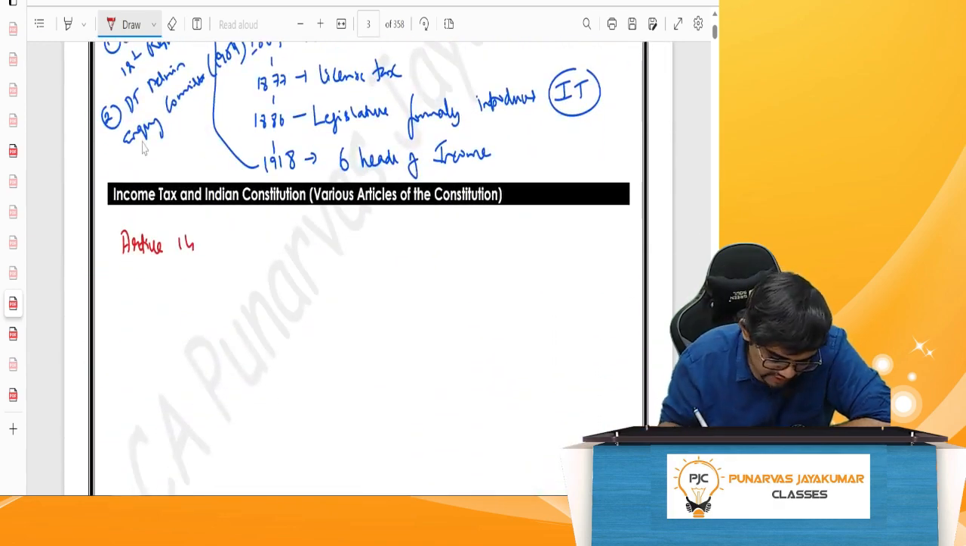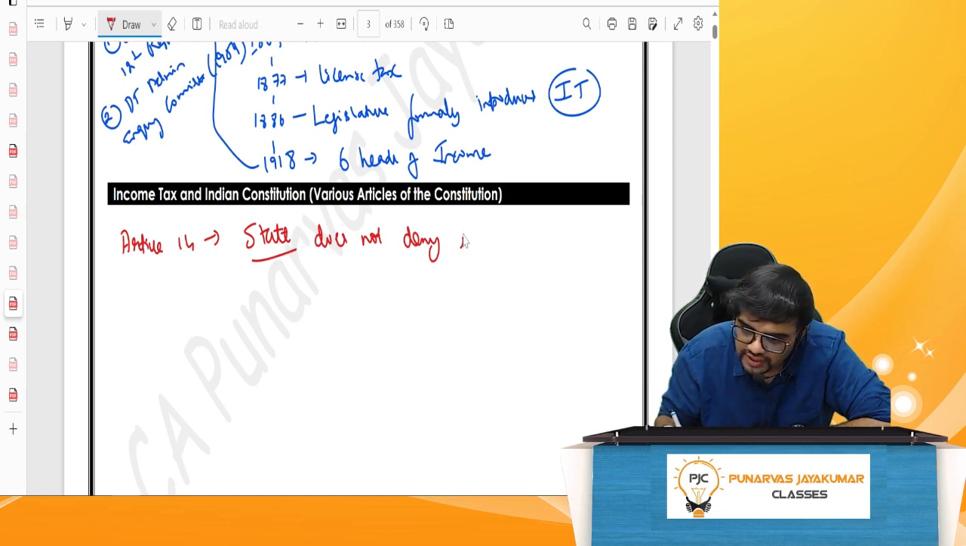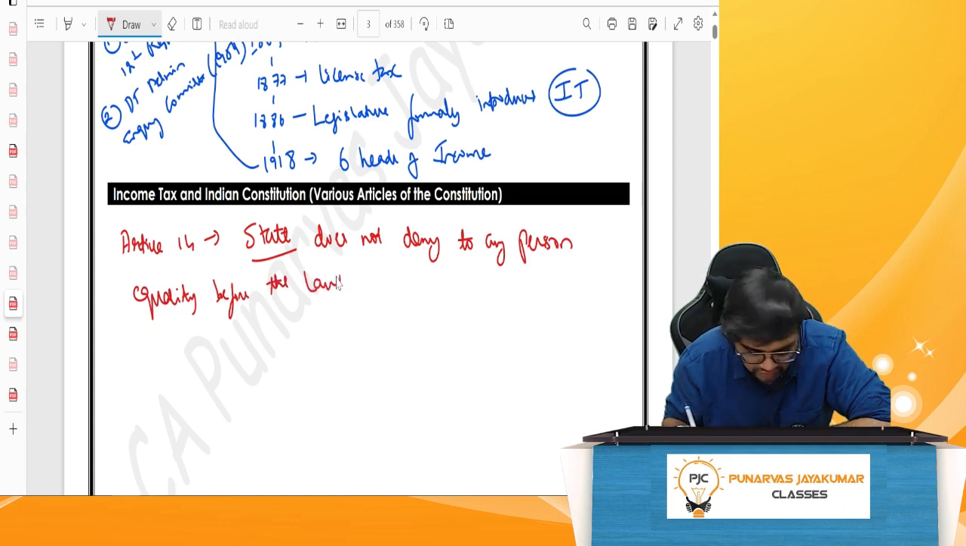Article 14 of the Indian Constitution, it says what? State does not deny. State means country, not Karnataka state. State means the country. State does not deny to any person equality before the law. This is a very, very important article. Equality before the law.